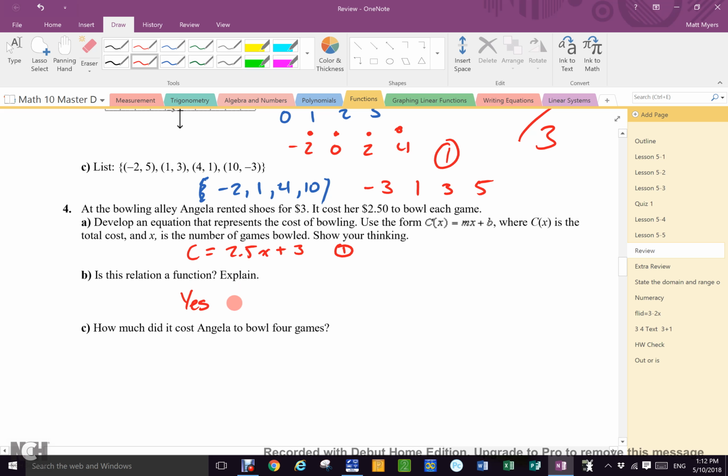Explanation gets you 1 mark. How do you know it's a function? You can't pay for half a game. That makes it discrete. Every game changes the output, doesn't it? If I play a game, do I pay a new cost? Yes. Will I ever pay the same cost if I change the amount of games I play? No. That's why it's a function. Every input, and the input is game, gives a new output. And the output is cost.